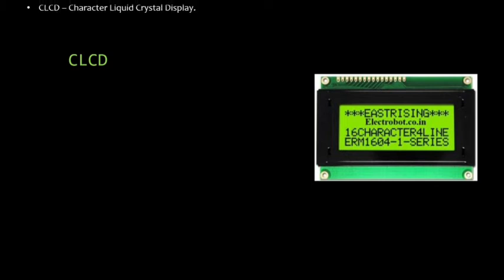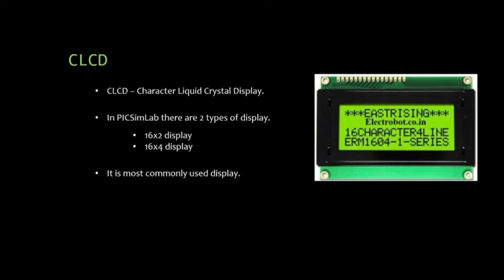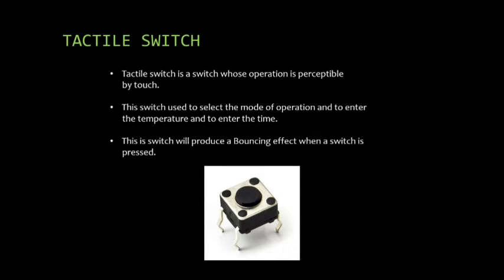Next we are going to see about CLCD. CLCD stands for Character Liquid Crystal Display. There are two types of display: 16 cross 2 display and 16 cross 4 display. We are going to use the 16 cross 4 display. It is the most commonly used display. It displays ASCII characters.